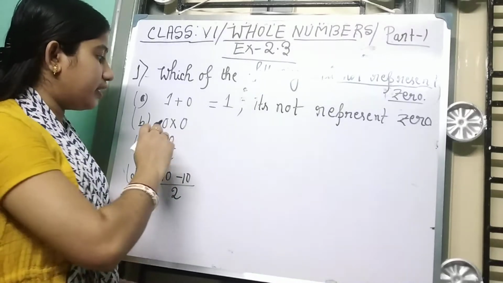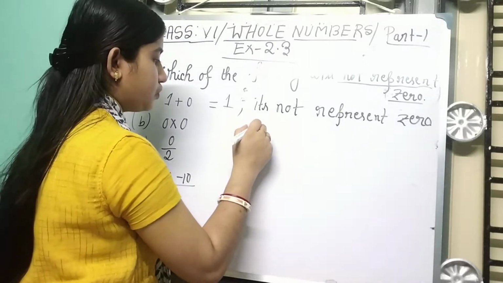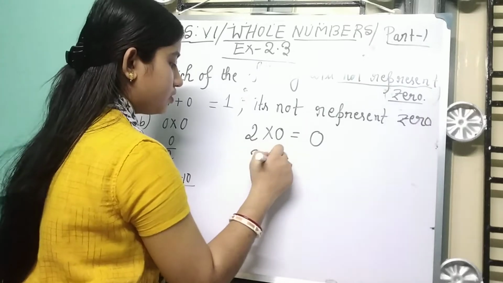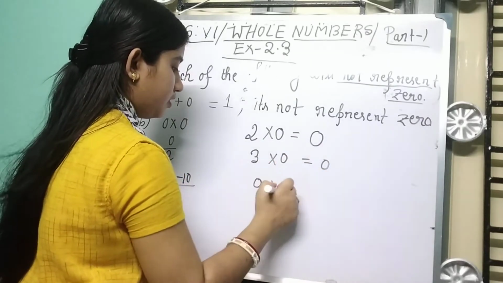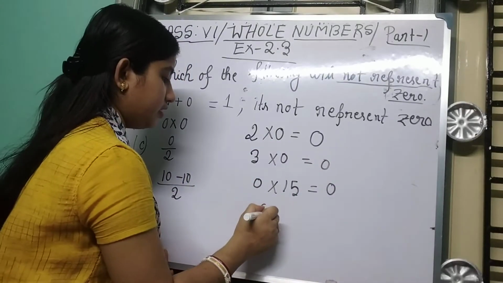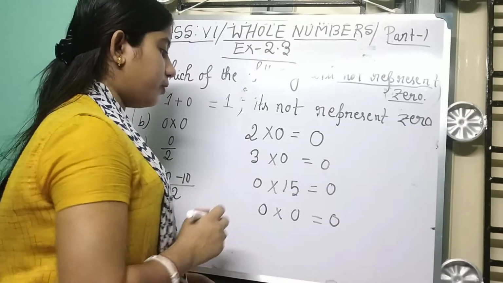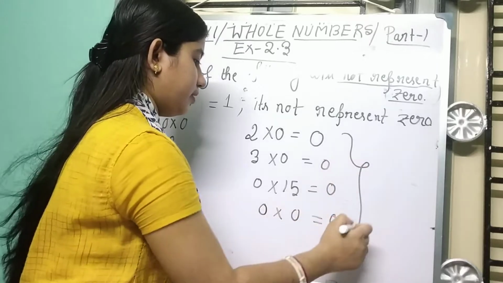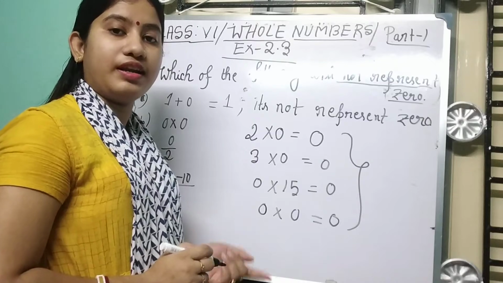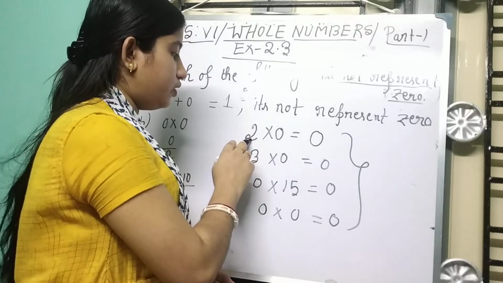Now next, 0 into 0. 0 into 0 means, we know that for any number, suppose 2 into 0 means 0, 3 into 0 means 0, 0 into 15 means 0, and 0 into 0 means 0. So in this example, we see that for any non-zero number or 0, if we multiply this by 0, then we get 0.